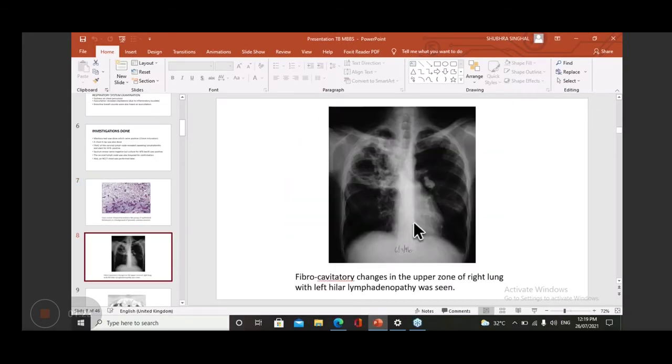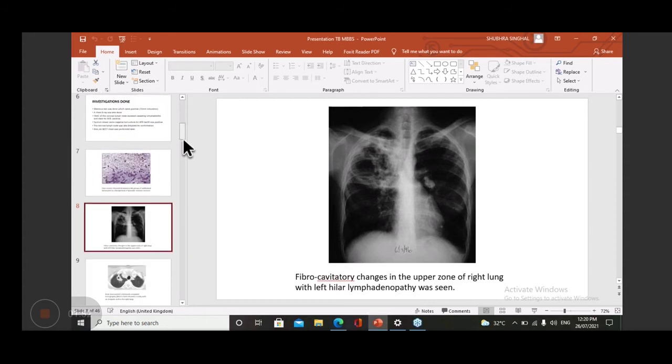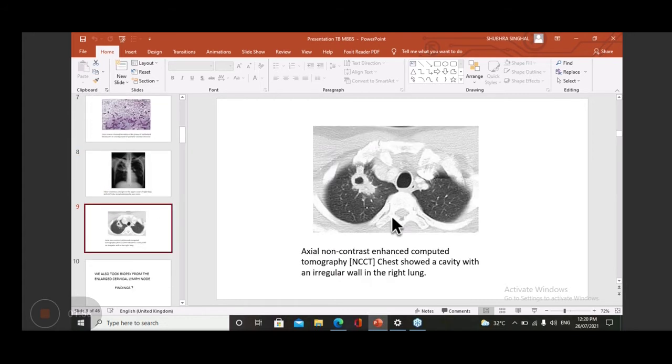Then this was the chest X-ray that we did. And we found these cavities, fibrocavitatory changes in the upper zone of the right lung. You can see them, right? And we also saw this left hilar lymphadenopathy. This lymphadenopathy you can see, right? And fibrocavitatory lesion.